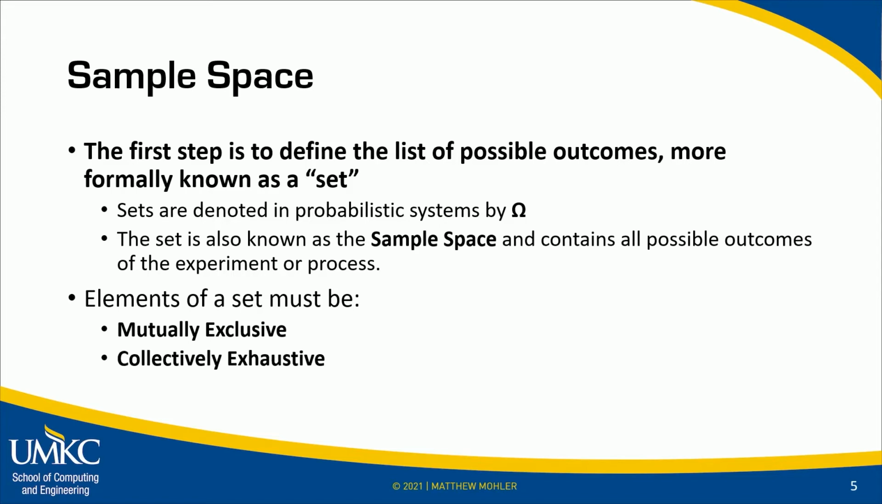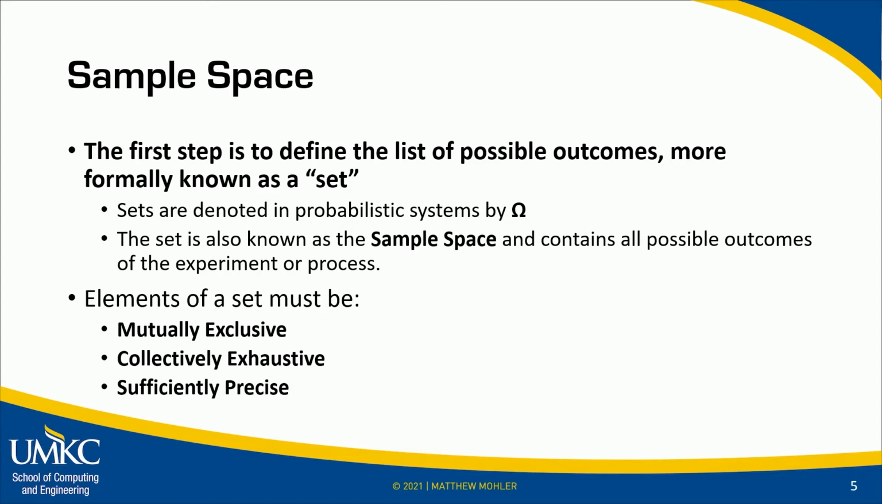The second element of a set is that it must be collectively exhaustive. Now, collectively exhaustive is just a fancy way of saying that at the end of the day, all of the different outcomes have to be listed. For instance, if I have a set that is for a die, and its options are 1, 2, 3, 4, 5, and 6, but I don't include 5, then that set is no longer collectively exhaustive. Even if I have 1, 2, 3, 4, and 6, because 5 is not there, it's not collectively exhaustive.